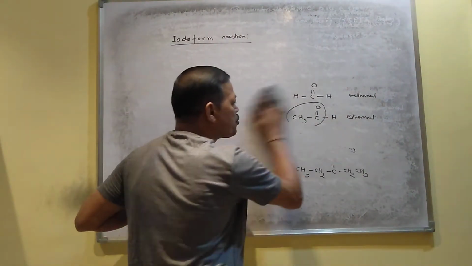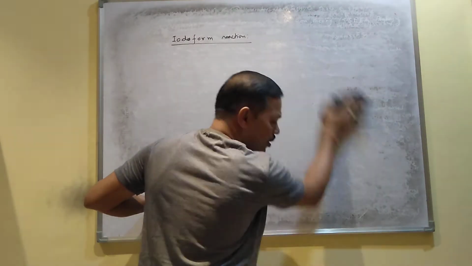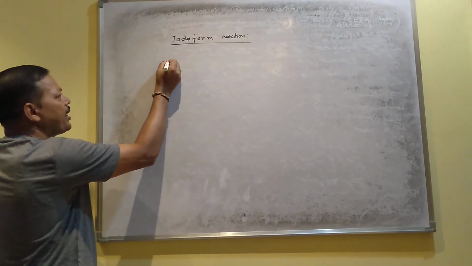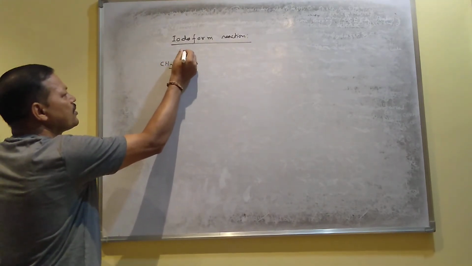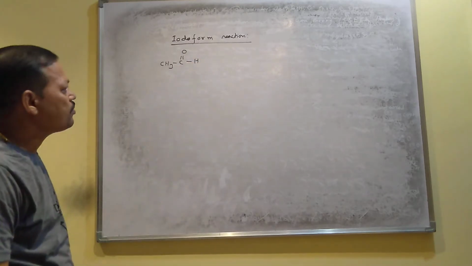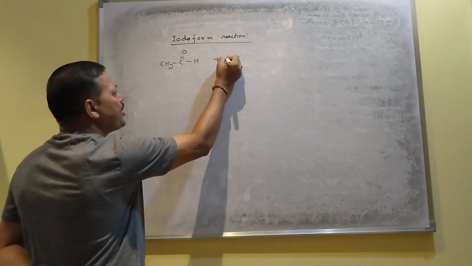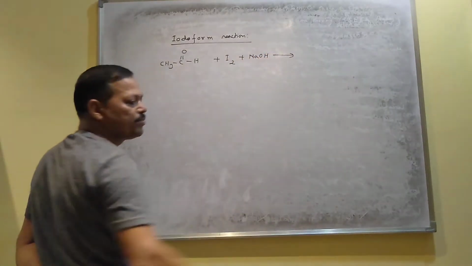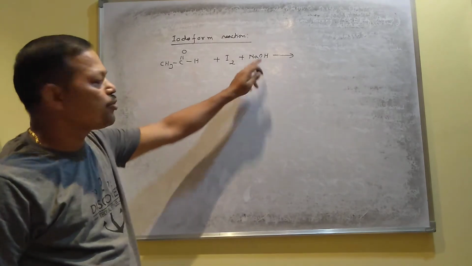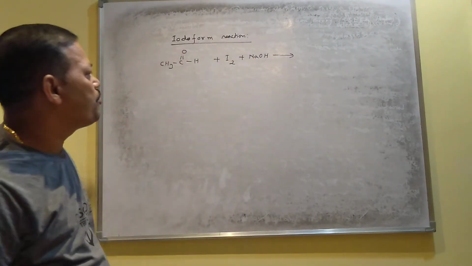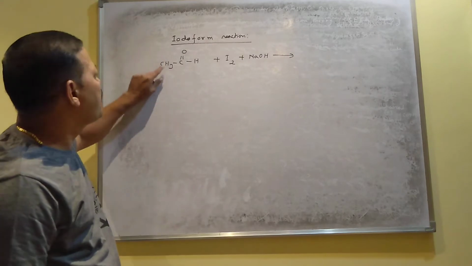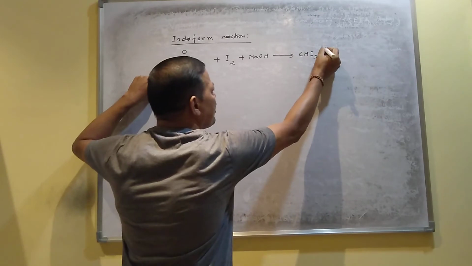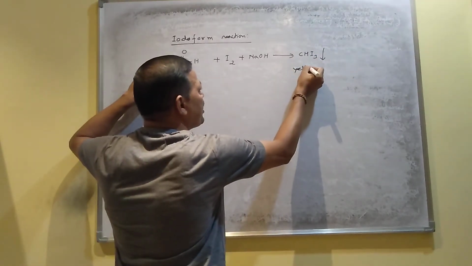So now I will show you the reaction. This is one of the aldehydes, CH3CHO. When it reacts, in the iodoform reaction, always iodine and sodium hydroxide are used as reagents. In alcohol also you have to use iodine and sodium hydroxide as reagents for the iodoform reaction. Then this alpha carbon will produce the iodoform CHI3, and it gives a yellow precipitate.